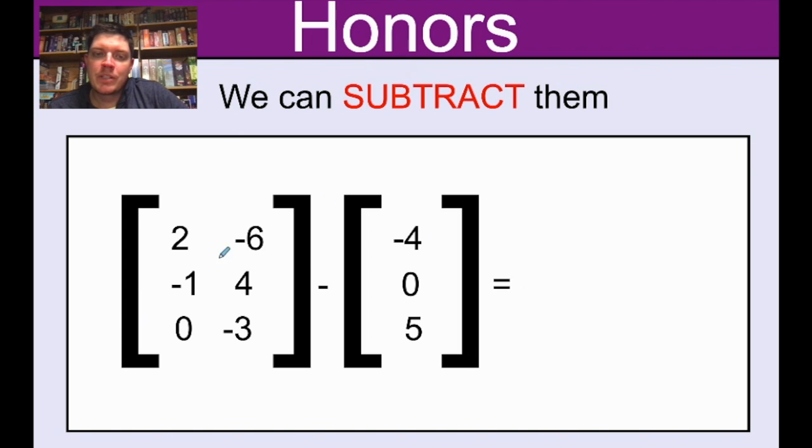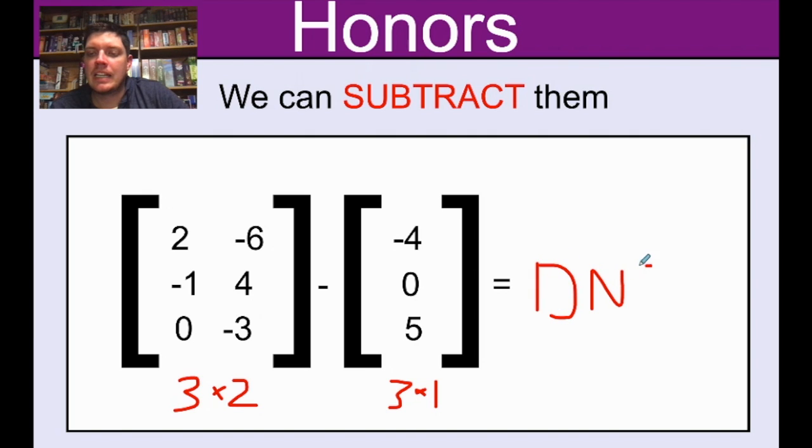All right, so just another example here. Same rule applies with subtracting. Oh, there's a train going by. Hopefully you can still hear me. You cannot subtract matrices if they're different dimensions, so I cannot take this 3 by 2 matrix and subtract a 3 by 1. If I ask you to do that, the answer is D, N, E. It does not exist, so don't even try.